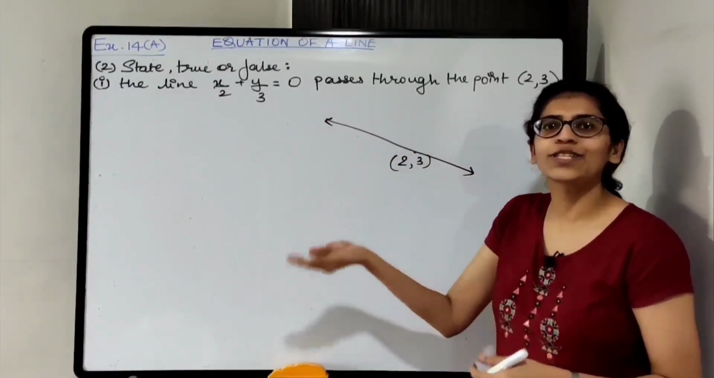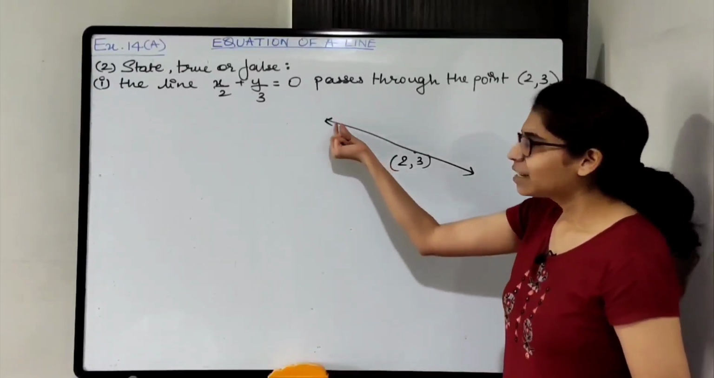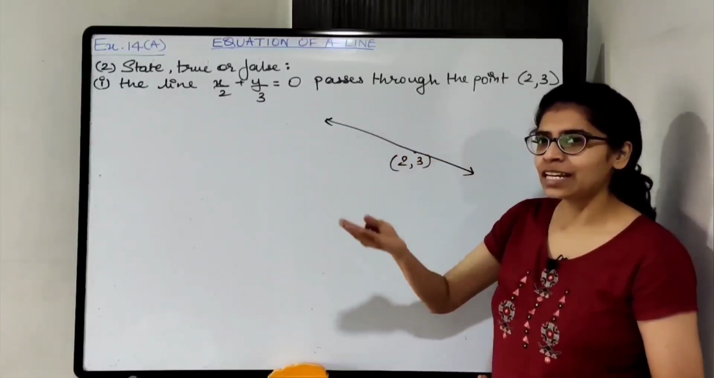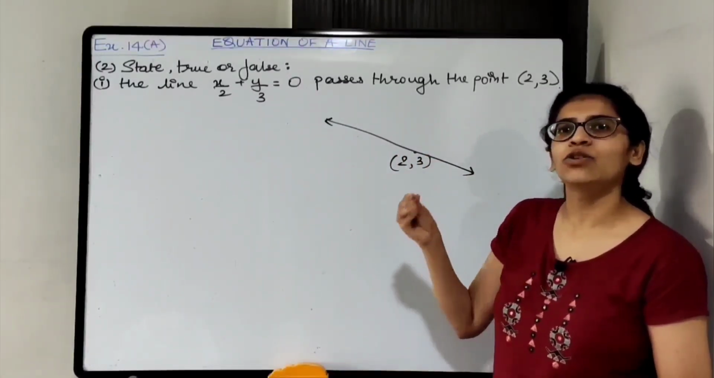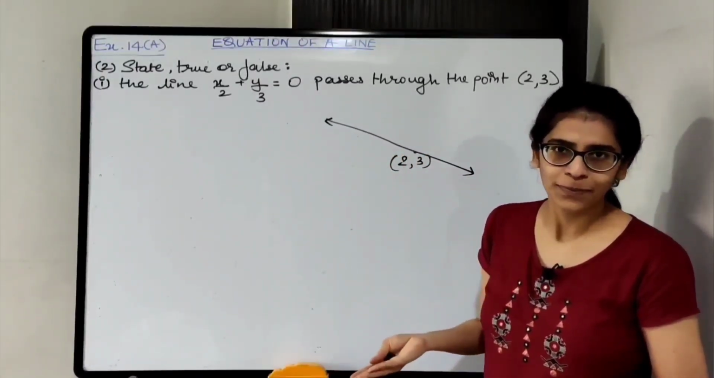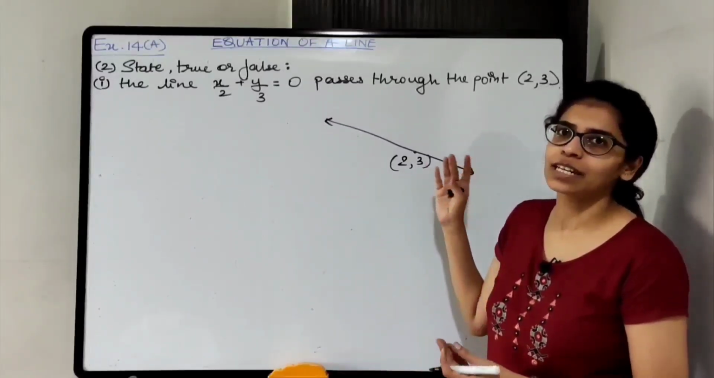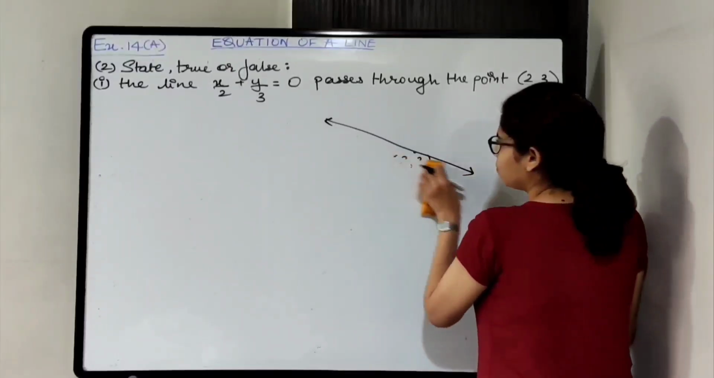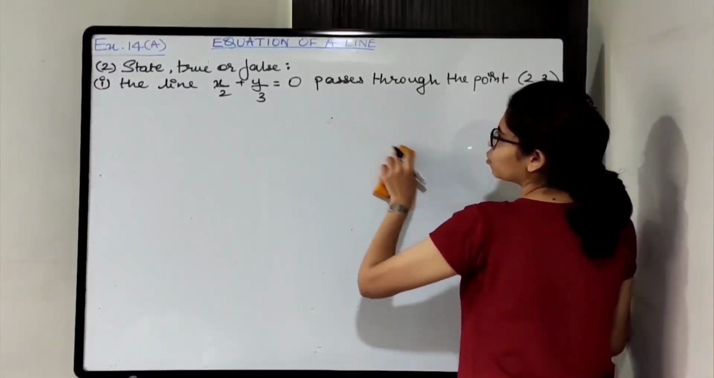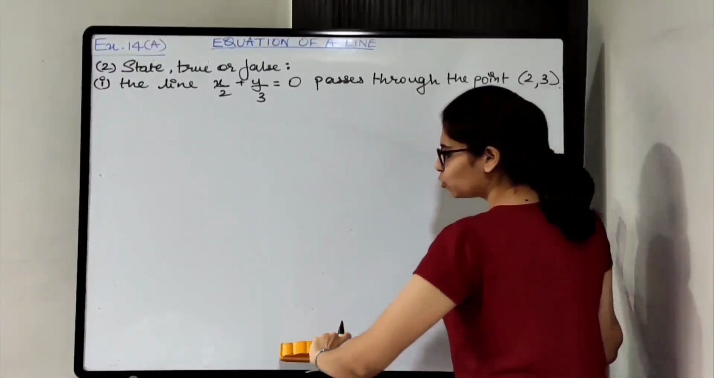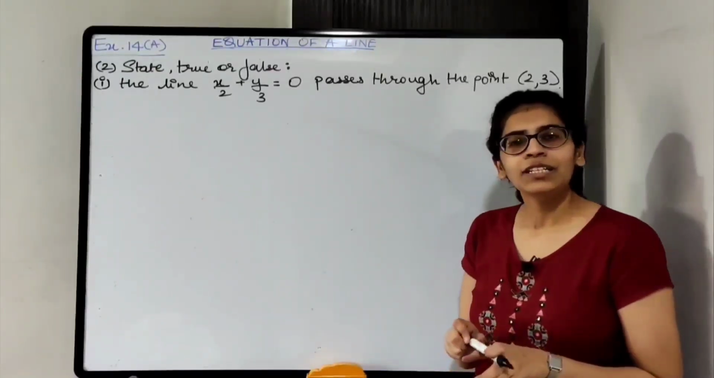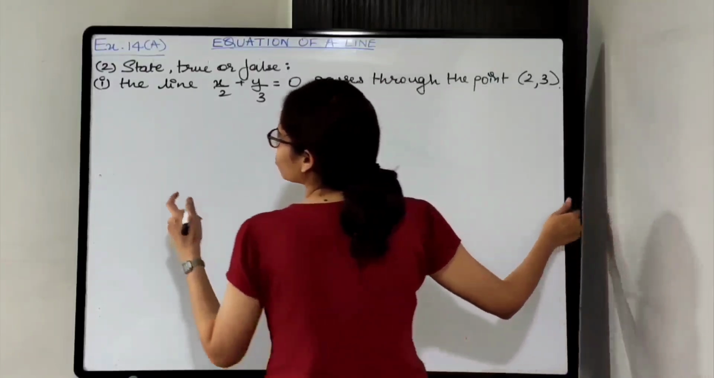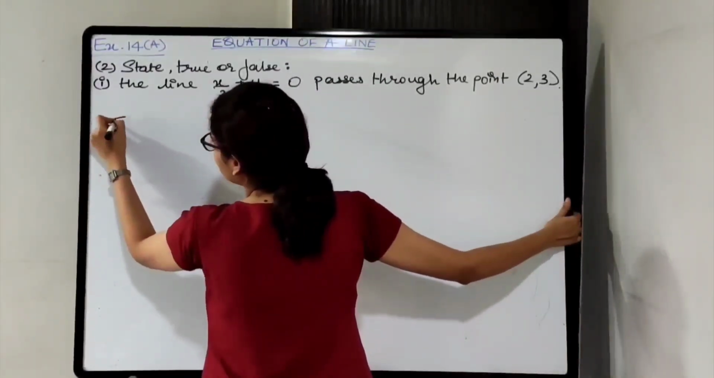And another way of saying this. So we are told that this point is lying on the line, and if it is lying on the line, then it is going to satisfy the equation. Okay. So let's see if this statement is true or false. So whenever you are told that a line is passing through the point, it means that the point is lying on the line. Okay.